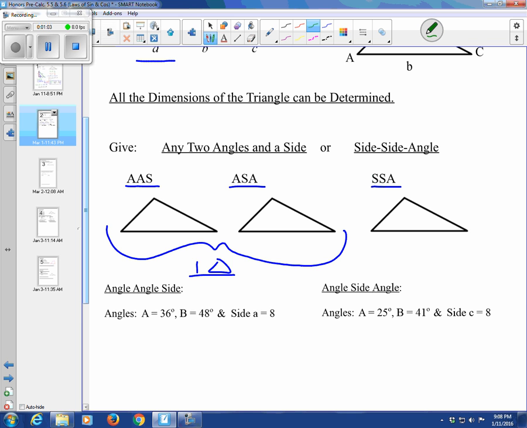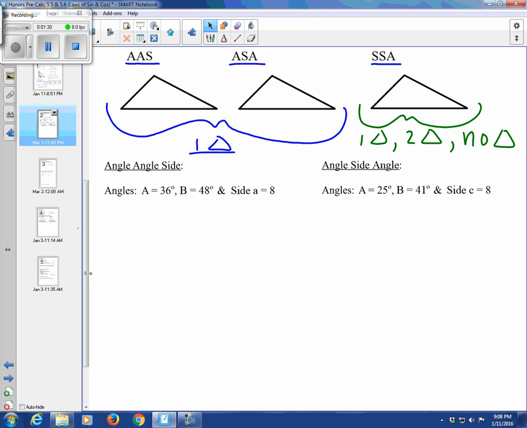Side, side, angle is not a congruence relationship, and this means that we're not always going to get just one triangle. It could be that we have one triangle with side, side, angle. It could be that the dimensions will give us two different triangles, or it could be that the dimensions give us no triangles. And we're going to investigate that in a little bit. So what we want to do right now is just go ahead and solve for all the dimensions that we're missing in a triangle, given angle, angle, side, and angle, side, angle.